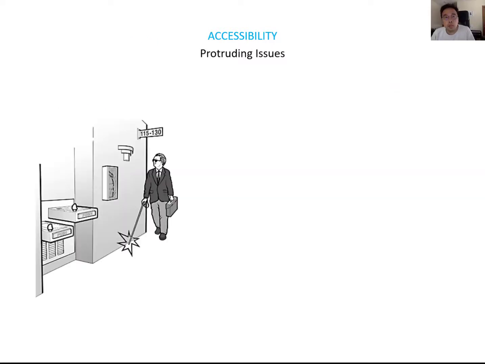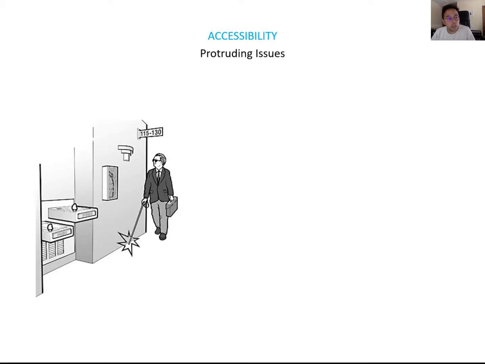So next topic we talk about the protruding. The protruding is also a very important design factor in a public building. It is mostly for the person who is visually impaired. So we have to consider the fixture to make a better design for everyone. So what do we need to consider for your protruding design?